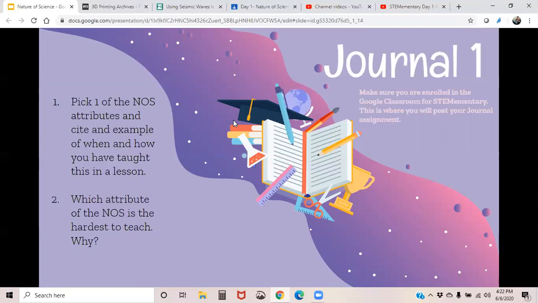So first of all, make sure you are enrolled in the Google Classroom for STEM Entry and that you have access to the journal assignment. And let me know if you're having issues with that. And then once you have access, here are the 2 topics for journal entry number one. So the first one is pick one of the nature of science attributes or the NOS attributes and cite an example of when and how you taught one of them in a lesson.